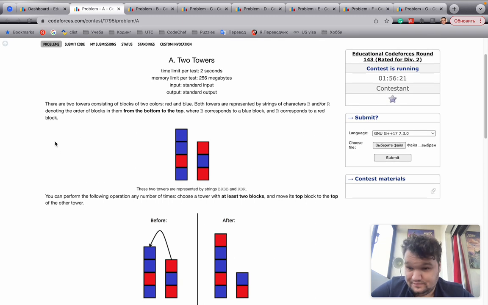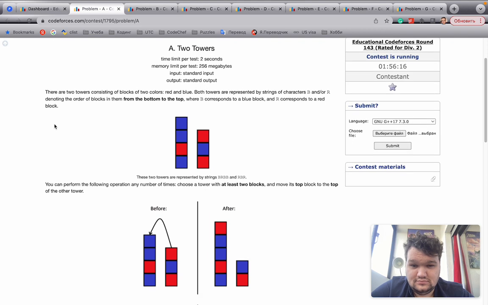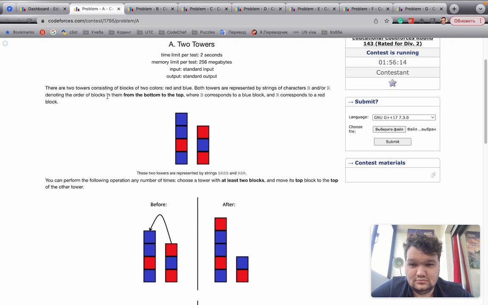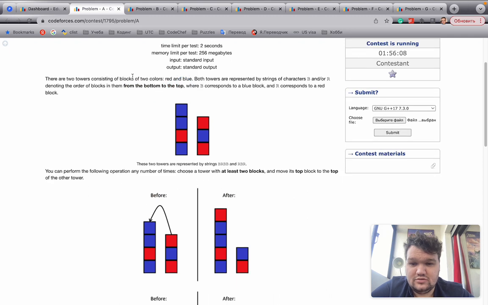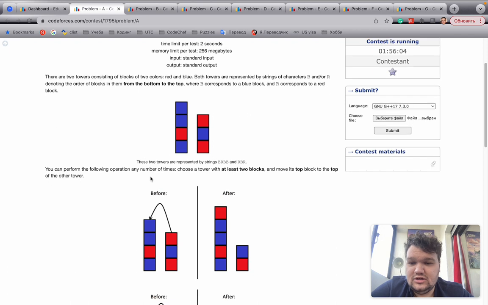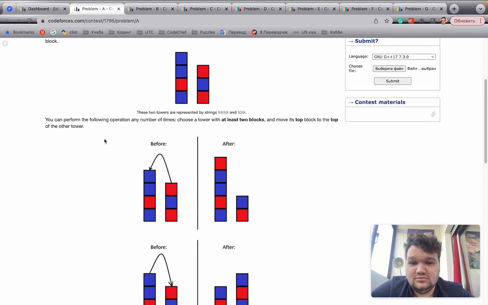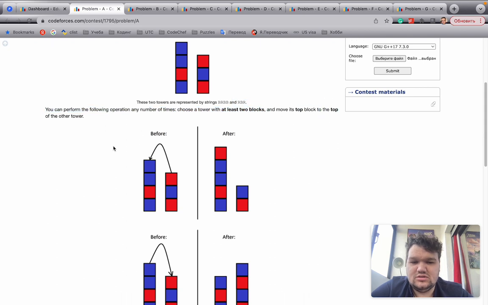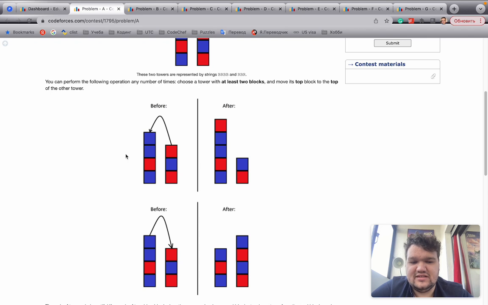Problem A. We have two towers of blocks of red and blue color. We can choose a tower with at least two blocks and move its top block to the top of the other tower. So we cannot make the towers empty.